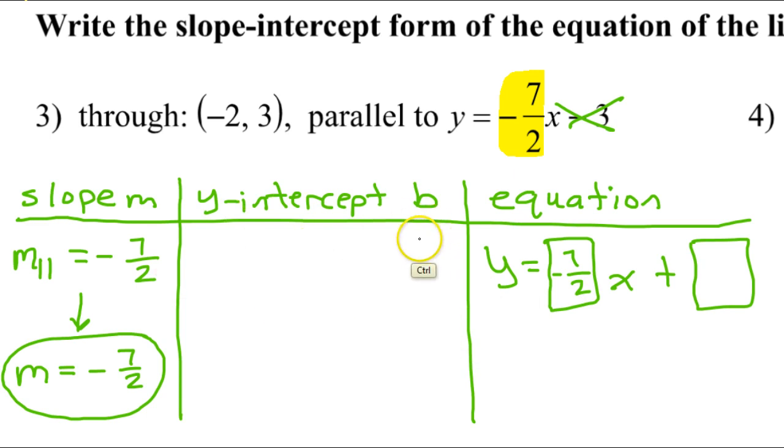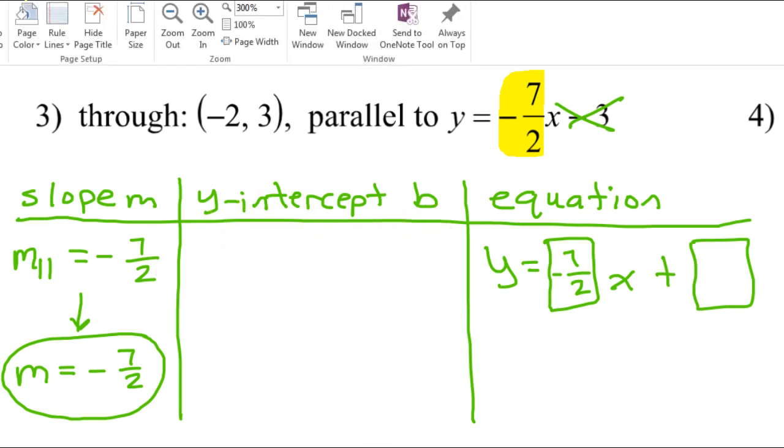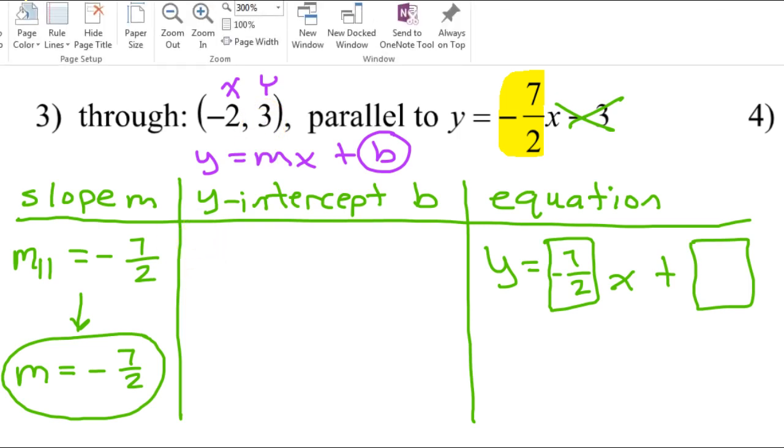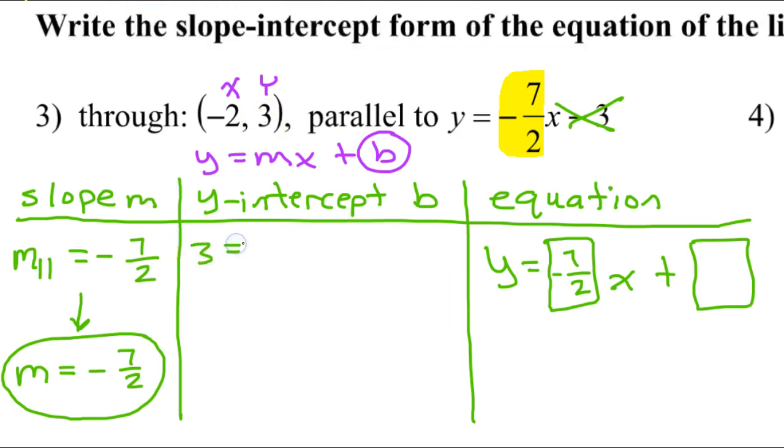Now, finding the y-intercept is going to be the same as it was before. So I'm still going to use the model y equals mx plus b, where I'm trying to find this b value. So I need a y, an m, and an x. I can take the x and y from this point that is on the line. So if I start off with y equals, that means I have to start off with 3 equals. Next comes m, that is negative 7 over 2. And then comes x, which is negative 2. And then plus b, which is what I'm trying to find.